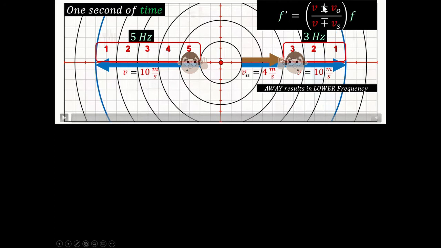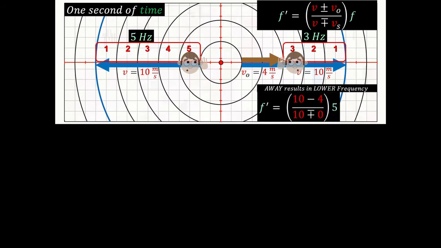And you can see sometimes we're going to add, sometimes we're going to subtract. So we have to be careful with which is which here. So in this example, the source was stationary, so its velocity was just 0. So 10 plus or minus 0, it's still just 10.